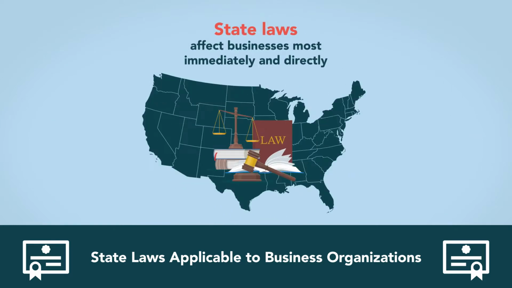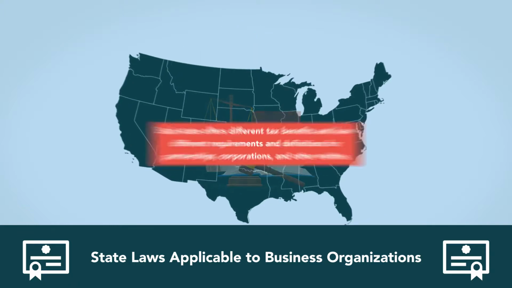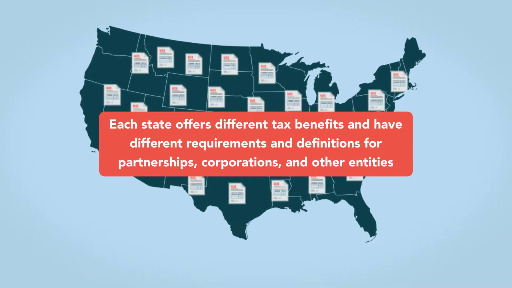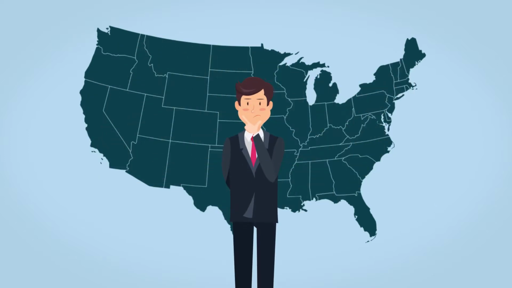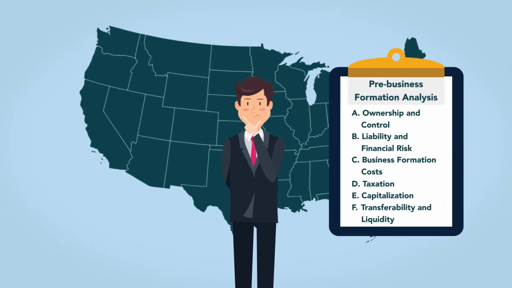State laws affect businesses most immediately and directly, since each state offers different tax benefits and each state also has different requirements and definitions for partnerships, corporations, and other entities. An entrepreneur will select to form a business in a state that gives him the benefits he wants the most. Again, this ties into the 6 factors in the business formation analysis.